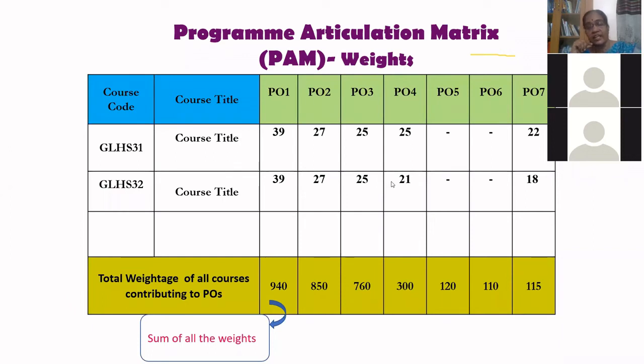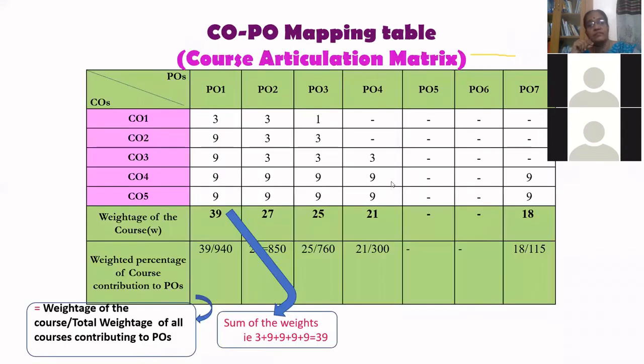So now you got the idea. For PO1, 940 is the total weightage. So I'll come to the previous table. For PO1, the weighted percentage of course contribution to POs is nothing but 39 by 940.